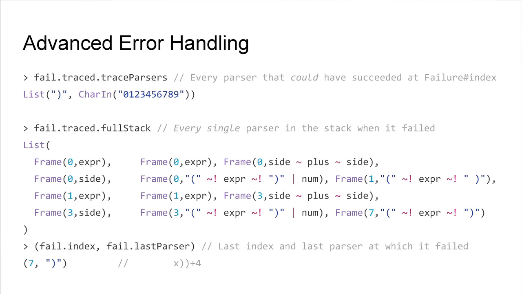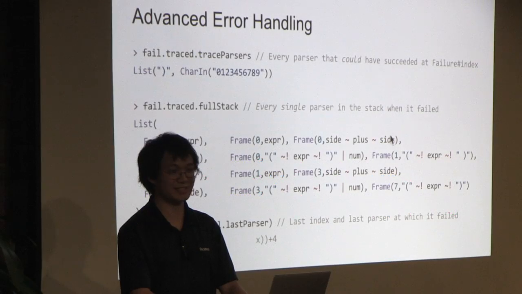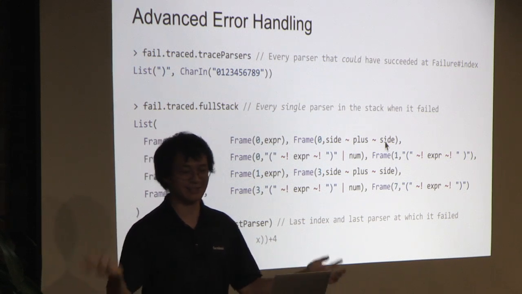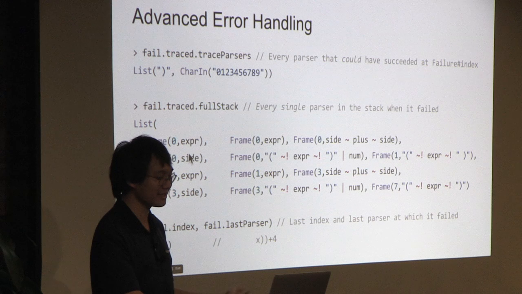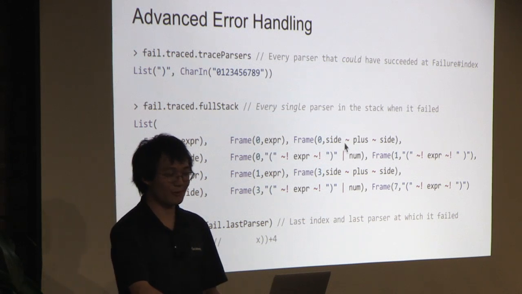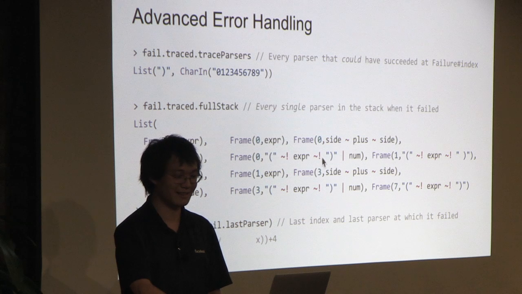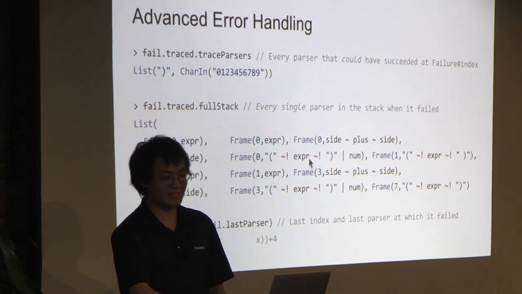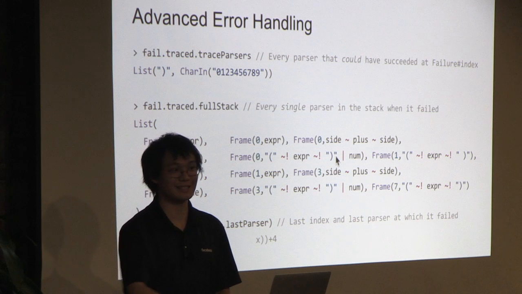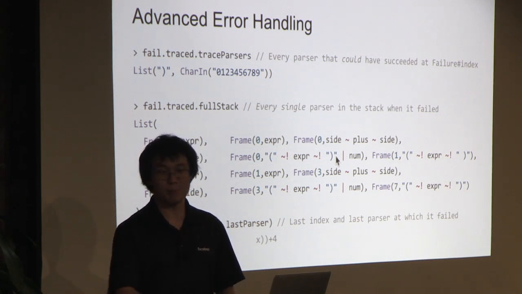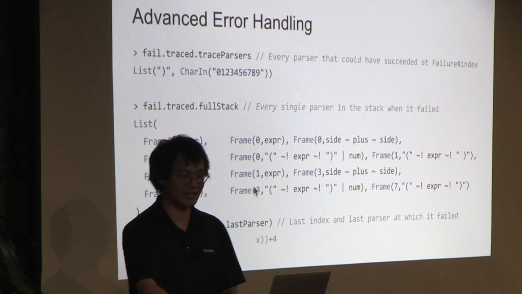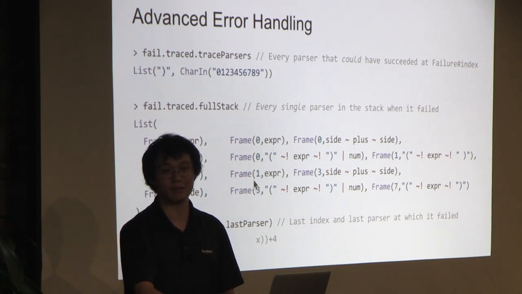And lastly, you can ask for the full stack, which is the same as the stack which you see on the left, but which has all the anonymous intermediate parsers. So in FastParse, everything's a parser. So expression and side are parsers, but side tilde plus tilde side is a parser. Paren tilde expression tilde closed paren is a parser. These are all parsers. You did not give them names. But if you're trying to debug something that's behaving weirdly, this is very useful to be able to look at.